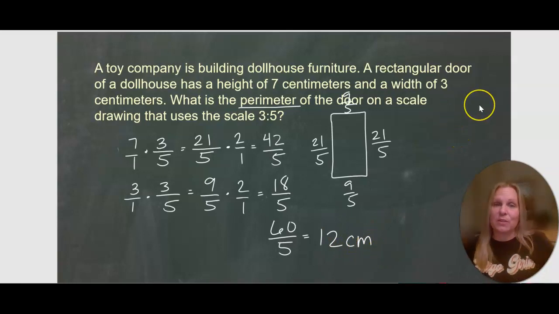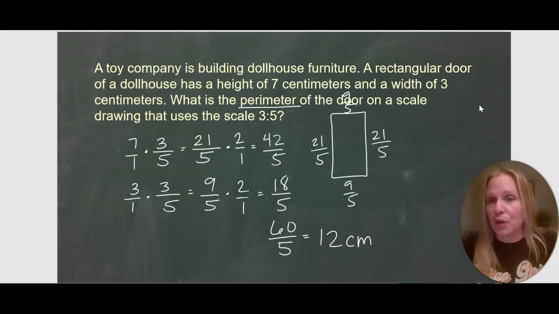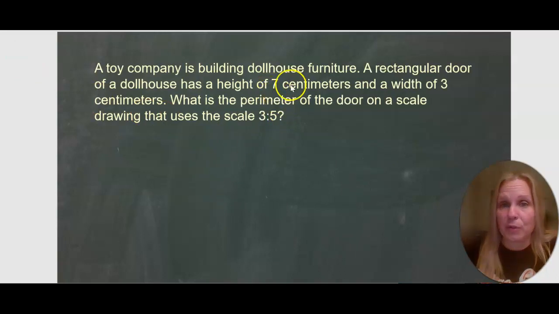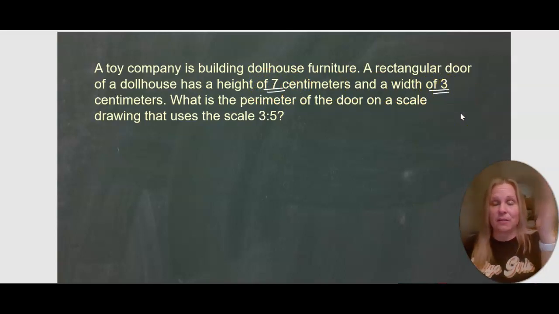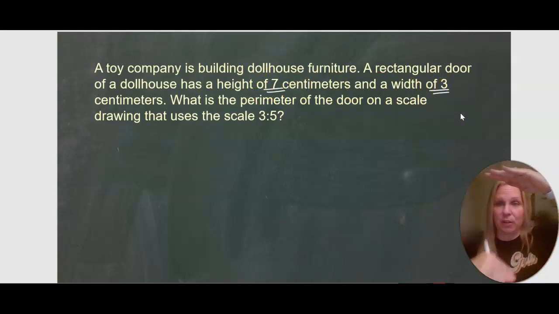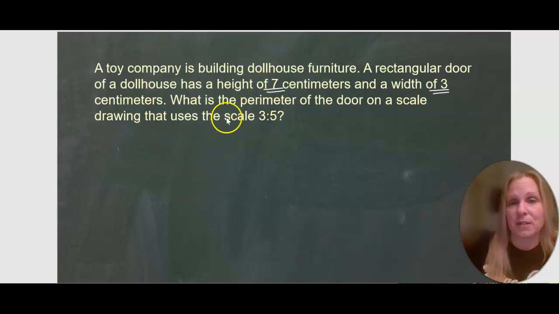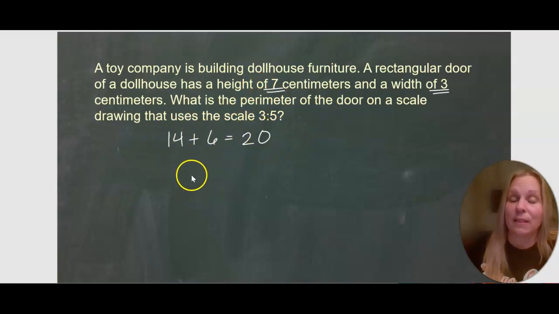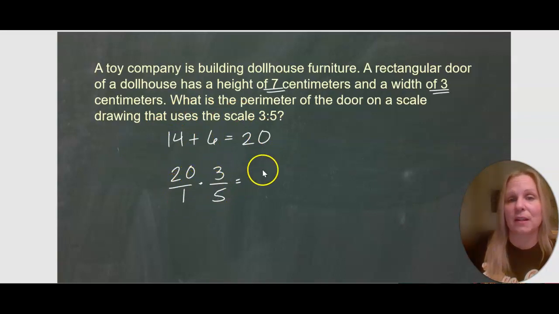Now, the other way you could have done this is to find the perimeter first and then multiply by the scale factor. So let me show you what that looks like. Find the perimeter first. Remember, I've got 2 heights and 2 widths, right? I've got 7 here, 7 here, 3 here, and 3 here. So 7 plus 7 is 14. 3 plus 3 is 6. That gives me a total perimeter of 20. Then I could do 20 times 3/5. And that would give me 60/5, which is 12.